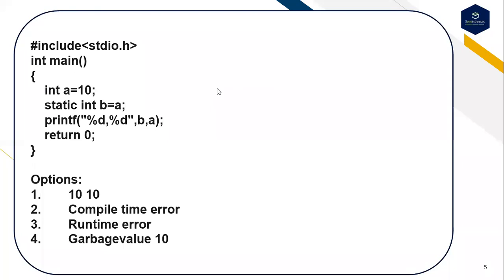This is the fourth question. Int main, int a is equal to 10, end with a semicolon. Static int b is equal to a, end with a semicolon. Printf percentage d, b comma a. I'm trying to print the value of b and a. So predict the output of this code. These are the following options. First option is 10, 10. Second option is compile time error. Third option is runtime error. And the fourth option is garbage value followed by 10.